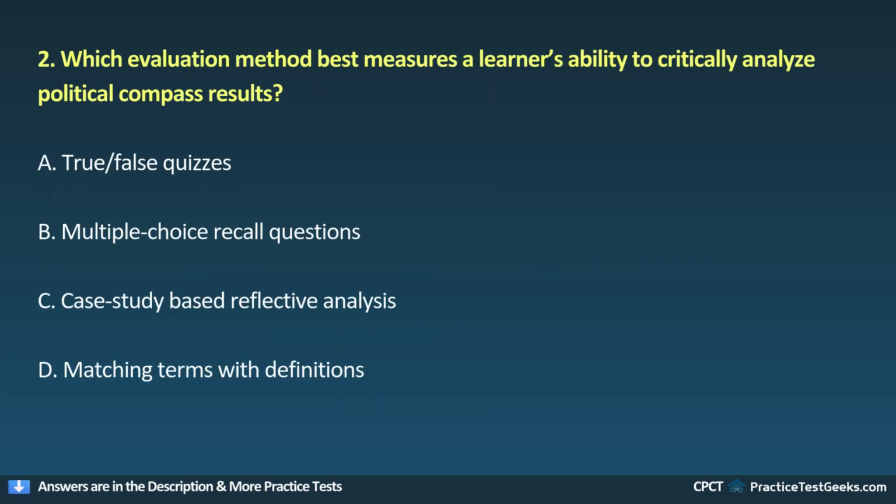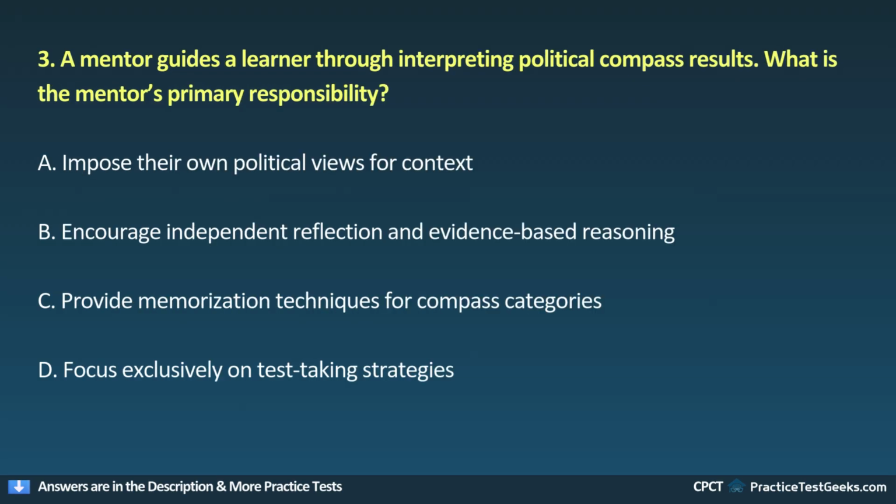2. Which evaluation method best measures a learner's ability to critically analyze political compass results? A. True-false quizzes. B. Multiple-choice recall questions. C. Case study-based reflective analysis. D. Matching terms with definitions.